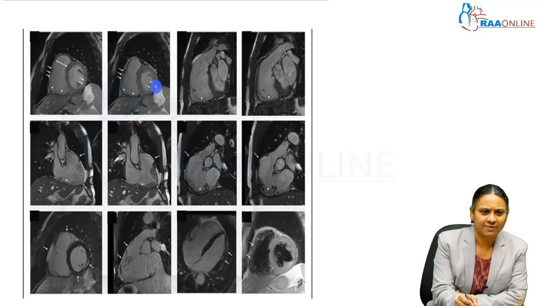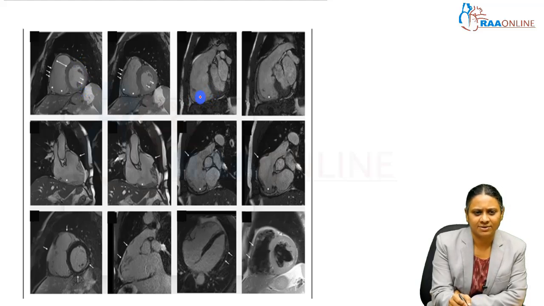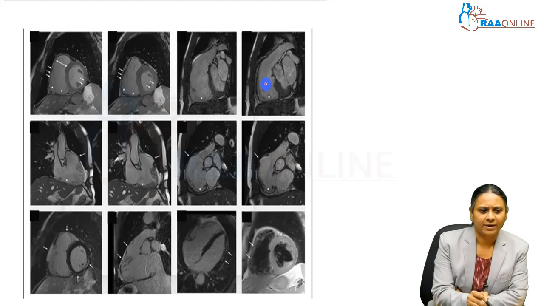Here the LV wall also is thinned. When compared to the anterior wall, the lateral wall is a bit thinned. Here we can see the bulging or the change in the nature of the free wall in the RV also. Here in this long axis view we can see the bulging of the RV in the infundibulum.